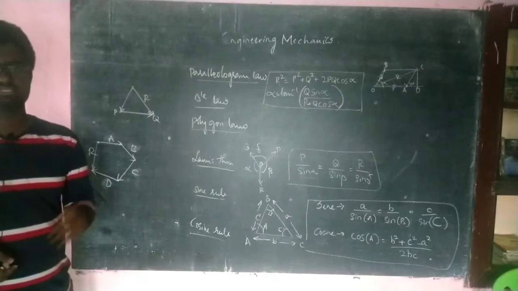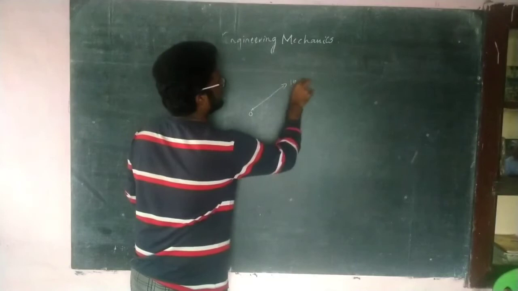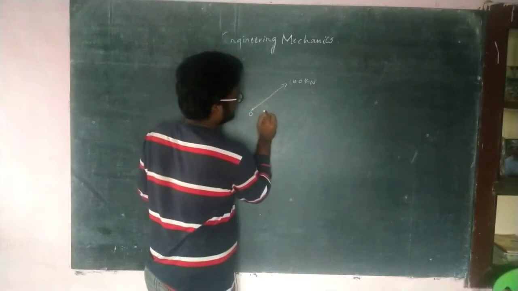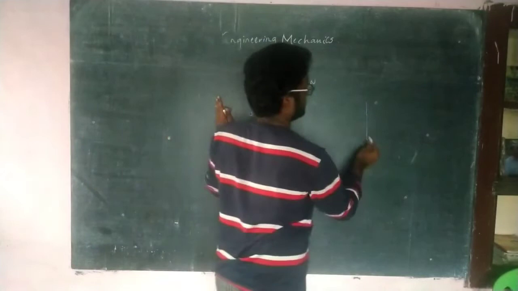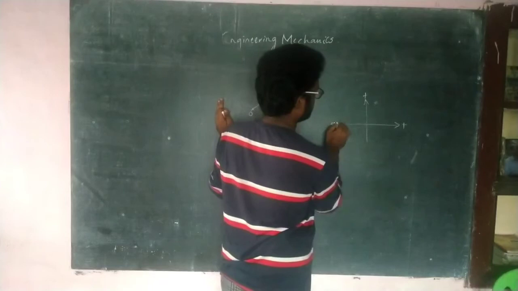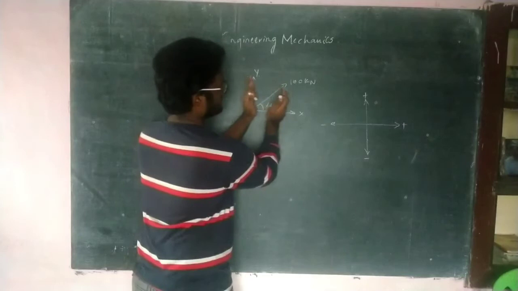Now we will discuss about the resolution of forces. Say for example, this is point O and there is a force of 100 kN acting in this direction. The angle made with respect to the normal is, say for example, 40 degrees. You have to resolve this force. How will you resolve? If this is a Cartesian plane, this is positive, this is positive, this is negative, and this is negative. Let us resolve this into x direction and y direction. So put this in this Cartesian plane. There is 40 degree and 100 kN is acting in this way.